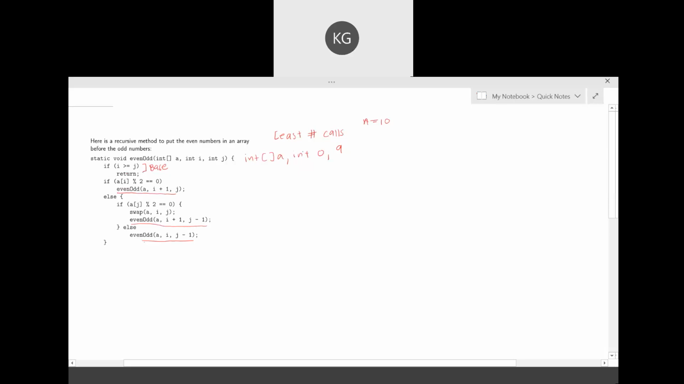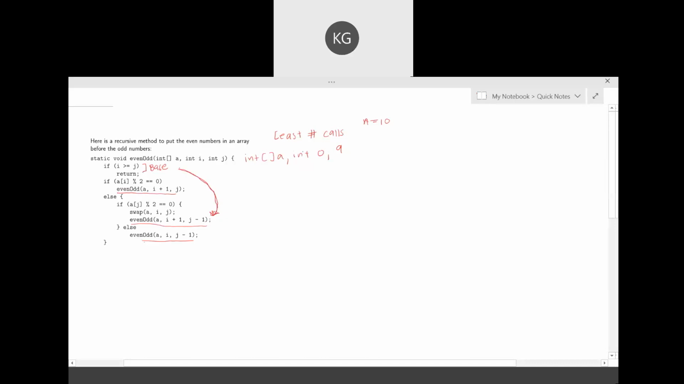Anyone else want to guess? But yeah, that's correct. The second one is going to get us to our base case of i being greater than or equal to j the fastest. Why? Because it's adding 1 to i and subtracting 1 from j. So let's say we only went to this else if statement. If every time we call this function it goes to this, then this is going to give us the least amount of recursive calls.